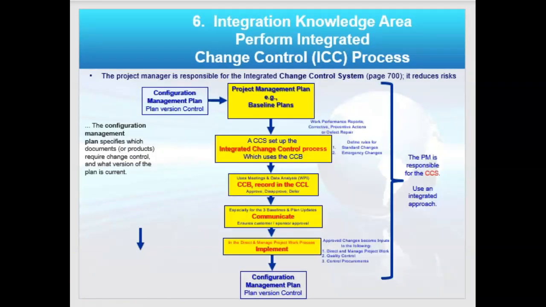Now, here's a flow chart. Don't memorize this for the exam, but it gives you a sense of the flow. So you have configuration management on the left. That's what version of the project plan you're working under, like at the baselines. And then you'll have a change control system set up, and it's going to use this change control board, and of course you're going to keep a change control log. And whatever the results are, you want to make sure you communicate it to everybody. And then you want to implement the change by putting that approved change, if it is, back in as an input to a couple of the processes, like direct and manage project work, as we discussed.